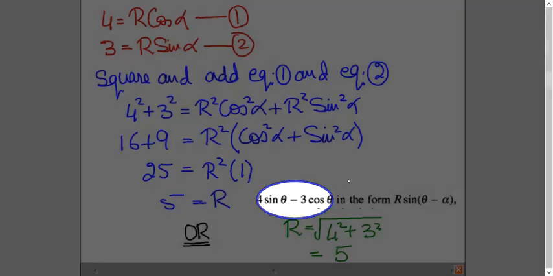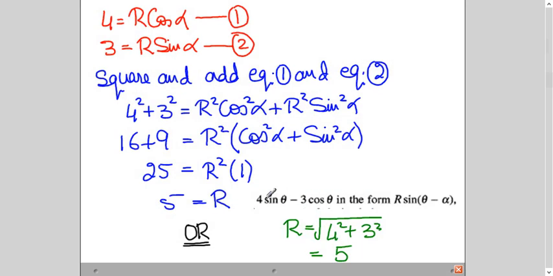So you will simply square 4 plus square 3. Forget about sign. And take root of it, you will get r. I'm repeating, when question is given in this form, the coefficients which are given here, the numbers which are given here, square them and add them up. And take root of it, you will get r. This is the second form, second method.